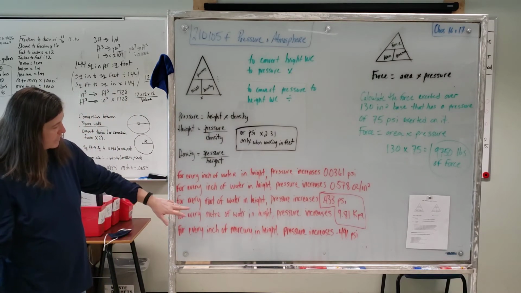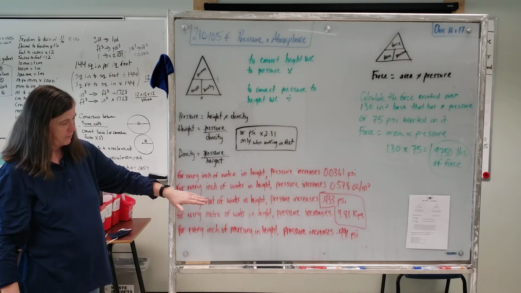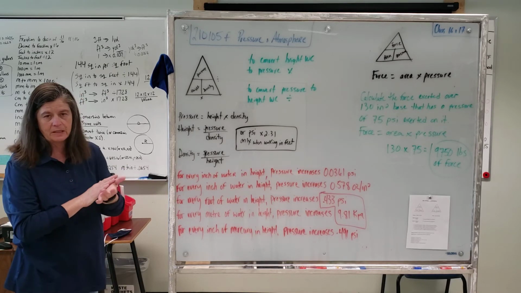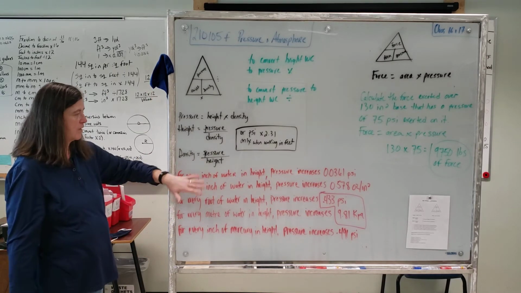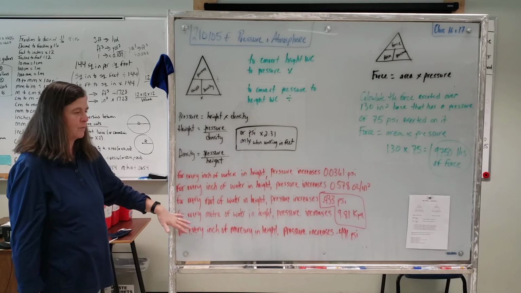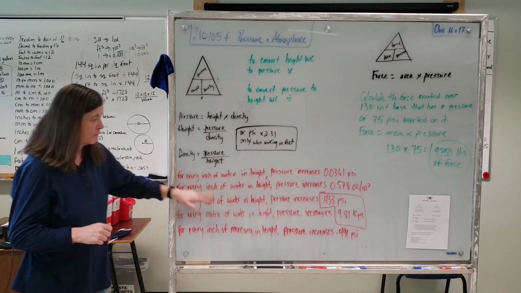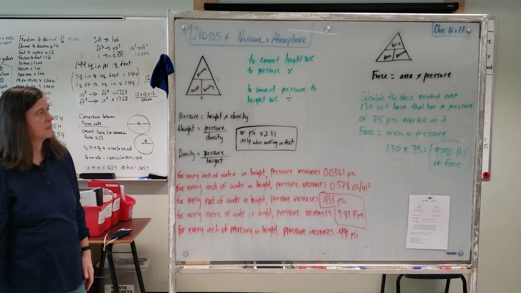The last one here, for every inch of mercury in height, the pressure increases by 0.491 psi. So today when we're working through some stuff, we'll be dealing with some inches and we'll be dealing with some mercury. But going forward for block 1, these are the two numbers that you'll definitely need to know.